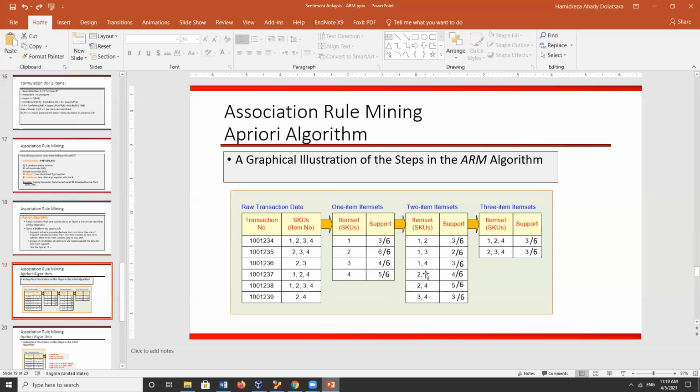Let's calculate for 2 and 3. Out of these 6 transactions, 2 and 3 happen in the first, second, third, and 5th. So we have 5. I think there's a typo. Let me see. Yes, I should correct it. 2 and 3, 1, 2, 3, 4. Yes, 4 out of 6.